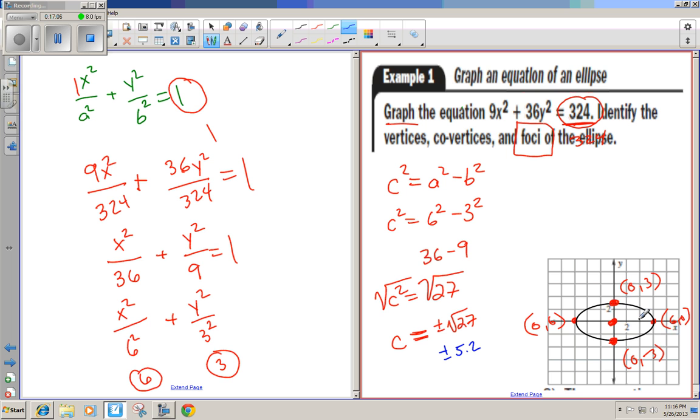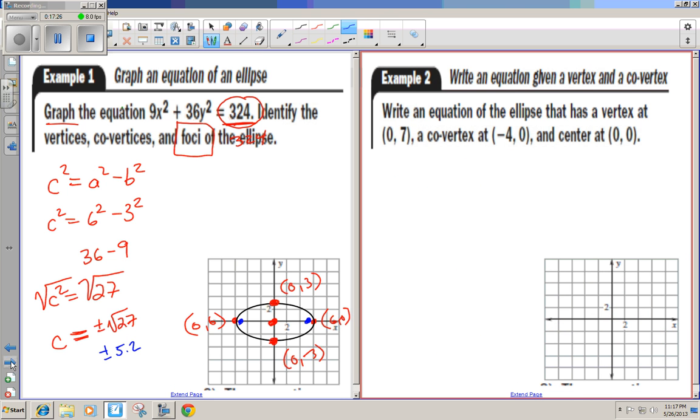So you come here, 0, 5.2 is right here. 0, 5.2 is about right there. Those are your foci. Now, if you came up with the co-vertices and vertex, coming up with the foci is kind of a moot point at this point. But here's another example. Write an equation given this information.